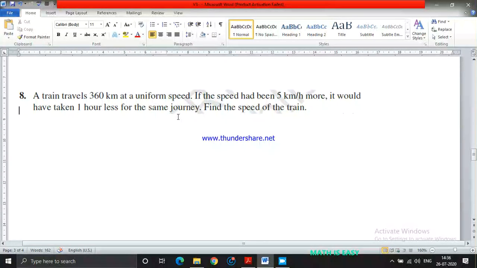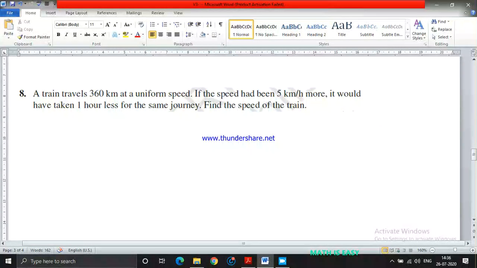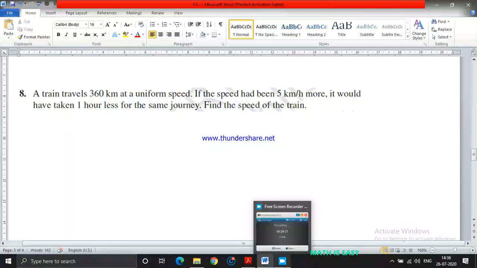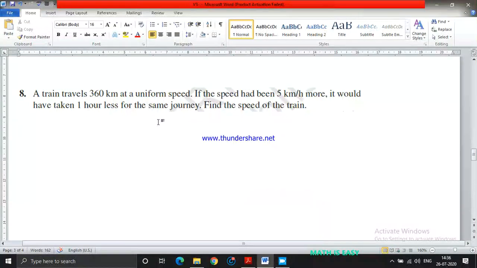Next, what do you have? Train questions, which we already solved in pair of linear equations in two variables. The same type of similar questions we have now. A train travels 360 kilometers at a uniform speed. If the speed had been 5 kilometers more, it would have taken 1 hour less for the same journey. Find the speed of the train.